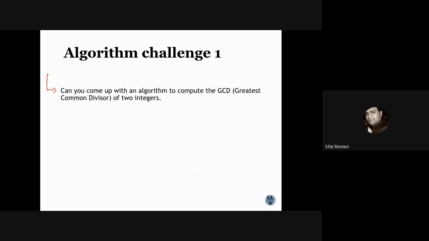The question says, can you come up with an algorithm to compute the GCD of two numbers? So the input is two numbers. Let's say the inputs are I and J, and we want to come up with an algorithm which will determine the GCD of these two inputs. Am I clear, Nakina?